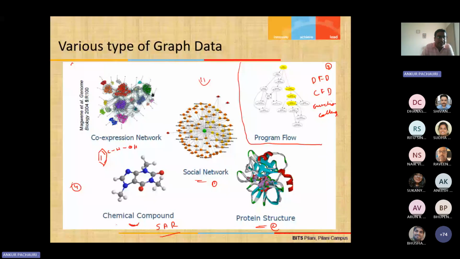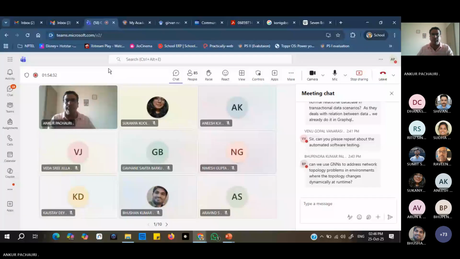Now, fifth is co-expression network. Just give me a minute. Okay. So now, co-expression network. Have you all gone through research papers? I'll show you some, then I'll answer your question.